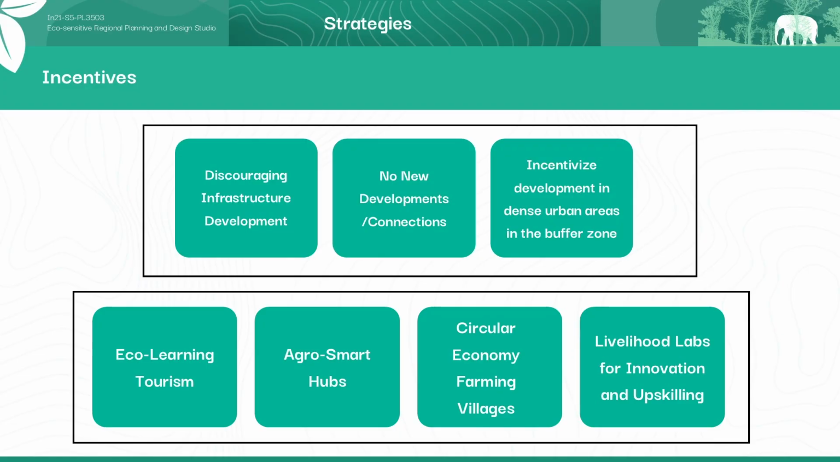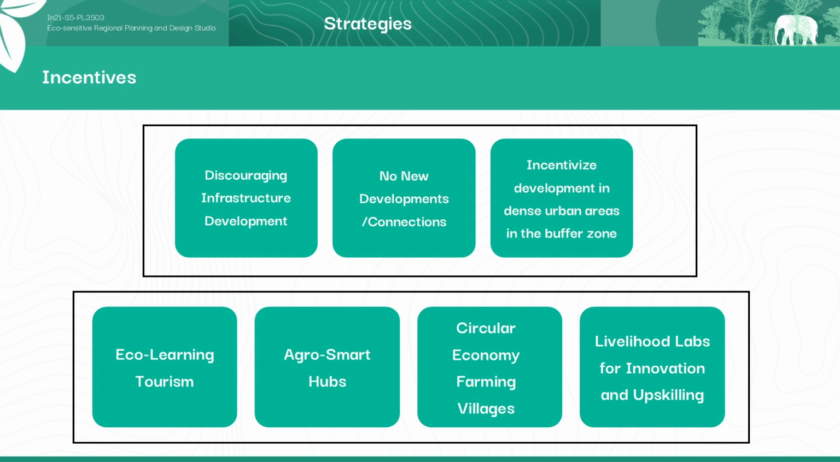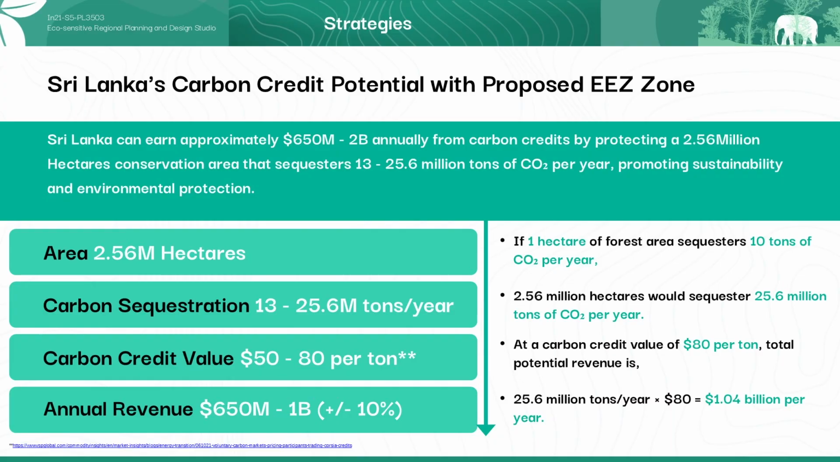Yes, so you may now be wondering how we're going to relocate the people who are inside this EEC. What we are going to do is discourage infrastructure developments, allow no new developments and connections, and also intensify developments in dense urban areas in buffer zones. This strategy includes incentives to draw people towards these receiver cities, such as eco-learning tourism, agro-smart hubs, circular economy farming villages, and livelihood labs for innovation and upskilling, as highlighted in the slide.